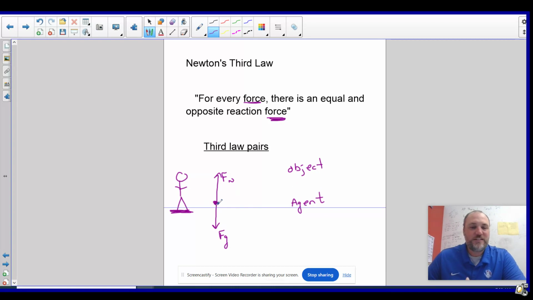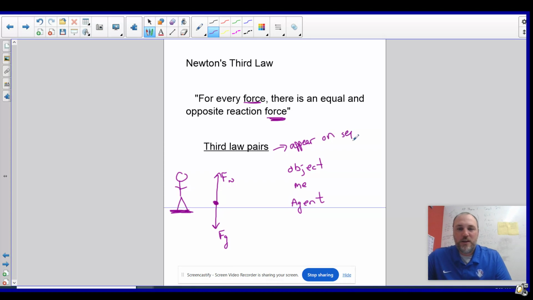So in this case, this is my free body diagram, so I am the object. I am feeling both the normal force and the force of gravity. Now, the trap here is, if Newton's third law says that every force has an equal and opposite reaction force, a lot of people tend to think that the normal force and the force of gravity are third law pairs. But if we identify the object and the agent, we'll recognize that these are not third law pairs, and actually third law pairs always appear on separate free body diagrams. So they're never going to appear on the same free body diagram.